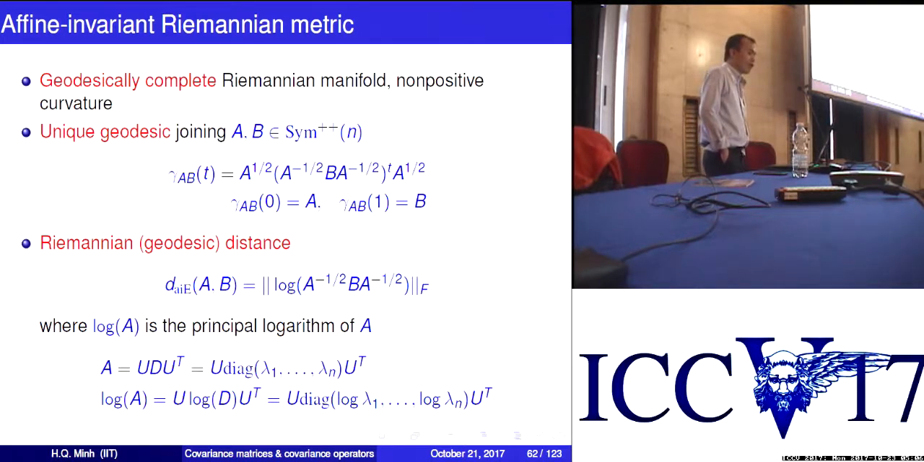Now we have the formula for the geodesic, and we have the formula for computing the distance for the Riemannian metric. We can compute the length of this curve, and it is given by the norm of log(A^{-1/2} B A^{-1/2}), where log of A is the principal logarithm of A. It's defined by computing the spectral decomposition of A, and then taking the log of all the eigenvalues. So this can be computed explicitly.